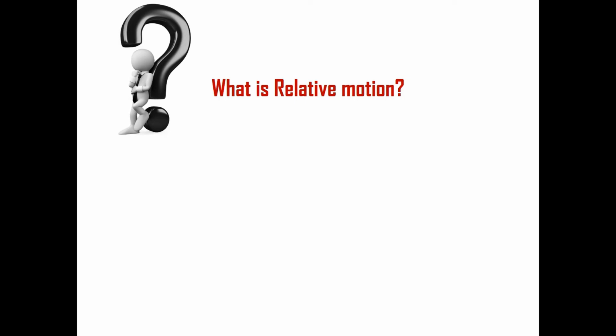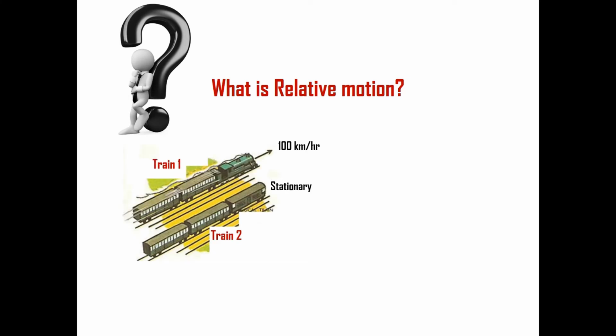Before understanding the principle of operation, let's understand what is known as relative motion. Let's see with an example. Consider there are two trains on parallel tracks as shown here. Train 1 is moving at the speed of 100 km per hour and train 2 is stationary. If you are sitting in the moving train 1 and seeing train 2, then for you train 2 will be moving in the opposite direction, right? This motion is called relative motion.